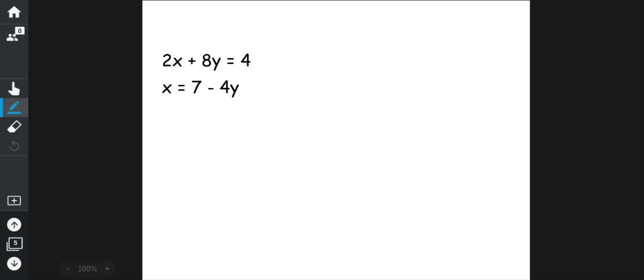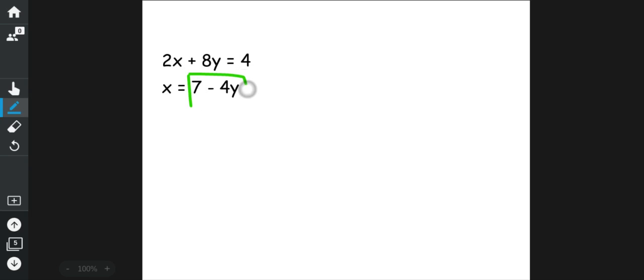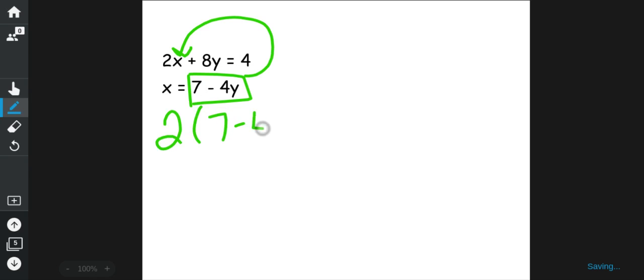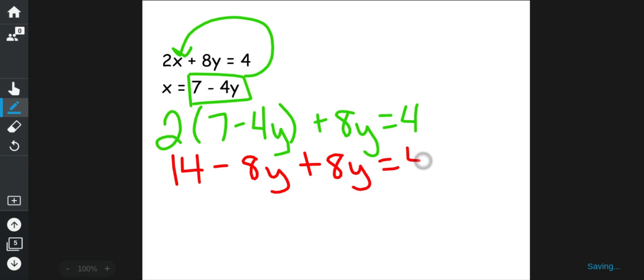2x plus 8y equals 4, and x equals 7 minus 4y. So I'm going to take whatever x is equal to and replace it for x in that first equation. So 2 times (7 minus 4y) plus 8y equals 4. So 14 minus 8y plus 8y equals 4.